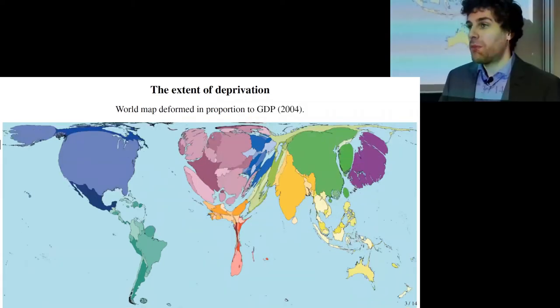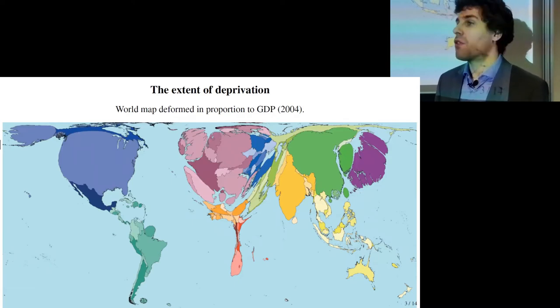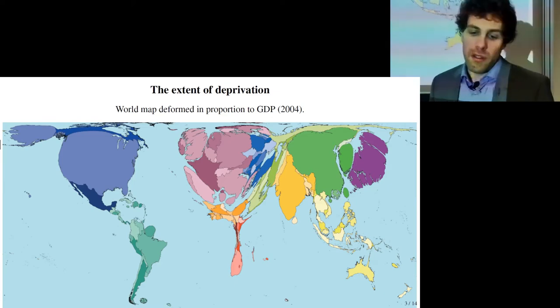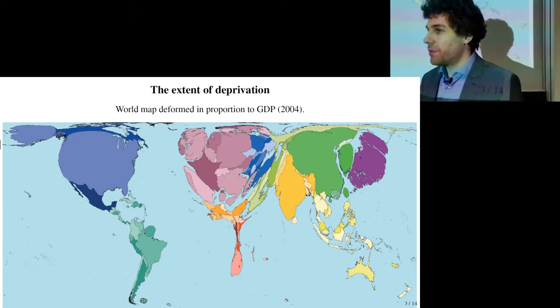And here is a map deformed where area is in proportion to GDP in 2004. So actually, the size of China will be a bit bigger. But you see that sub-Saharan Africa has almost entirely disappeared from the map.